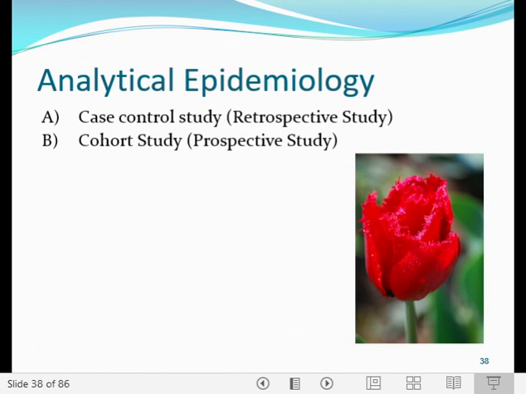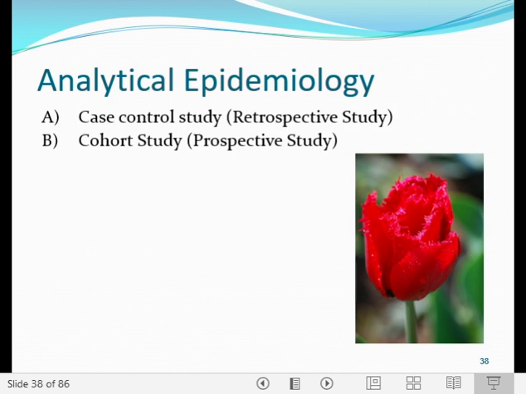We now come to the next type of epidemiology, that is analytical epidemiology. We finished with descriptive epidemiology, which was the first phase of investigation where the questions who, where, when and what is the disease were asked, while in analytical epidemiology the question asked is why.